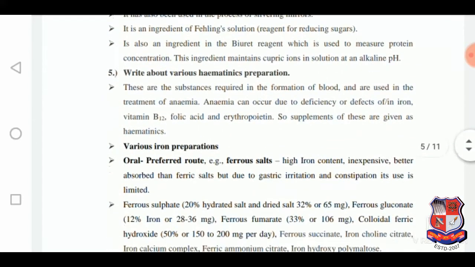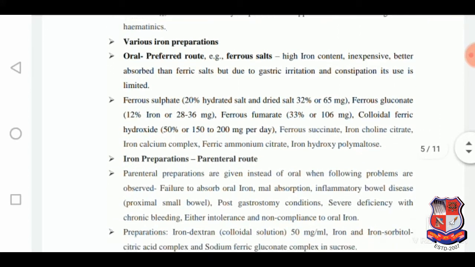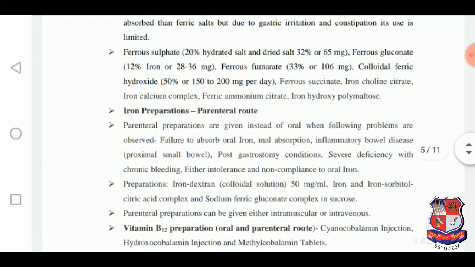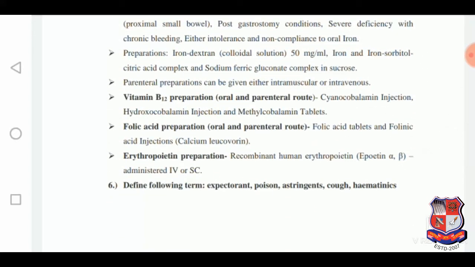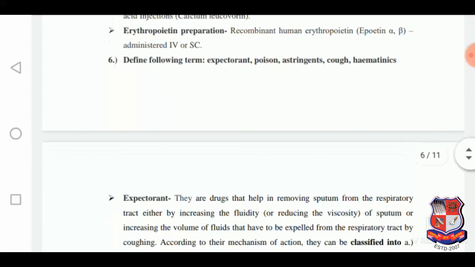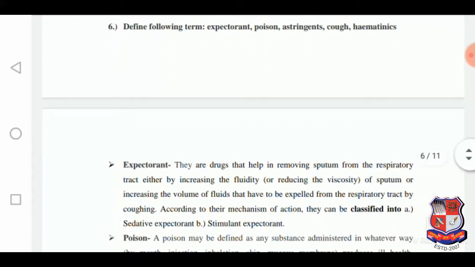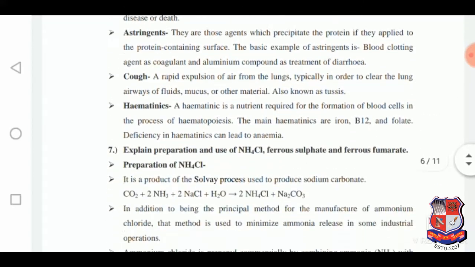Write about various hematinic preparations. These are the hematinic preparations: iron preparations by oral route, iron preparations by parenteral route, vitamin B12 preparations by oral and parenteral route, folic acid preparations by oral and parenteral route, and erythropoietin preparations. Define the following terms: expectorant, poison, astringent, cough, and hematinics. These are the definitions for that.